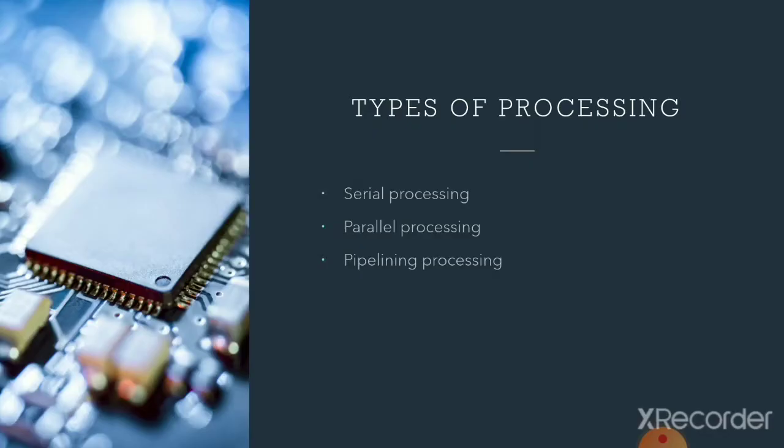There are three types of processing done by a processor. One is serial processing, second one is parallel processing, and third one is pipelining processing. We will see all these processing one by one.